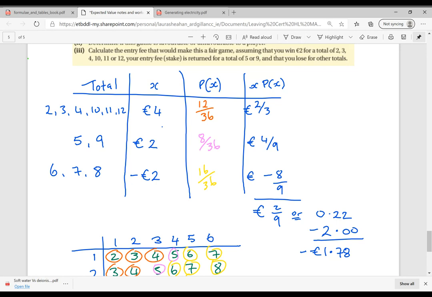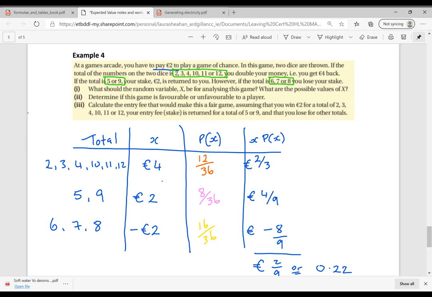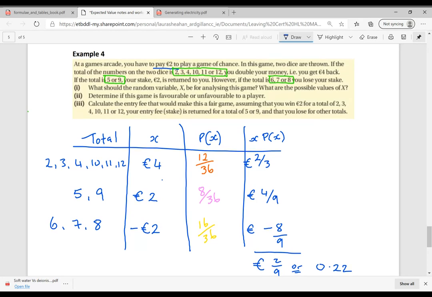Okay, so if 1,000 people were to play the game, I'd have 1.78 times 1,000. So if I designed this game, I would be looking at earning €1,780 if 1,000 people were to play this game. Okay, so it is favourable to the person that designed the game, unfavourable to the players. Okay, now the next bit's a tricky part of the question.